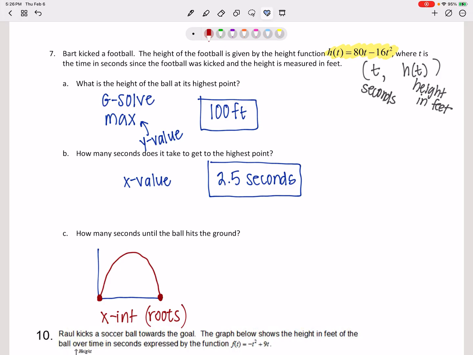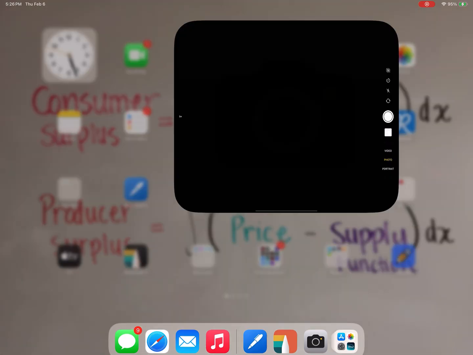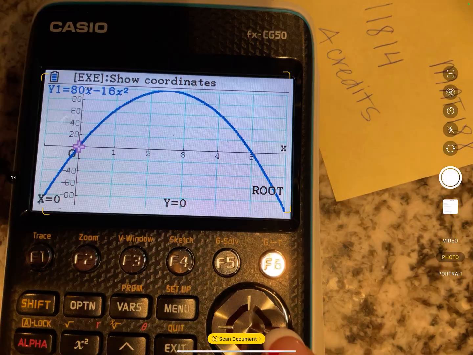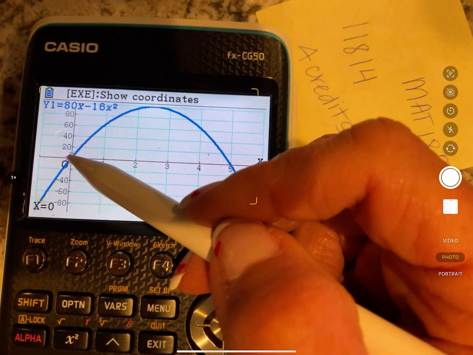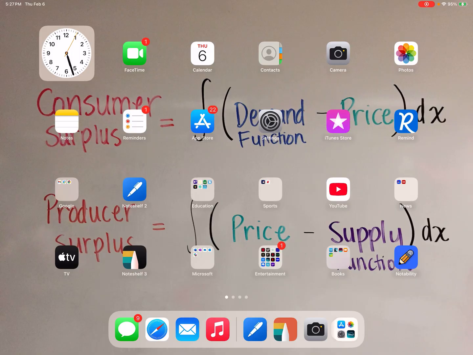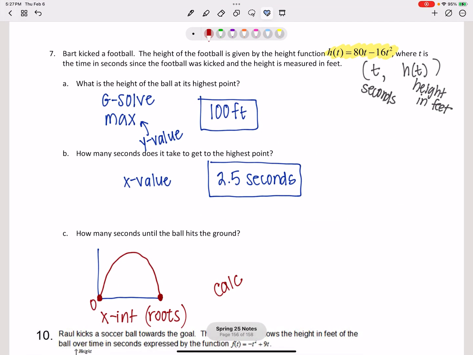And you're going to go into the calculate menu. Let's show you what you're going to do. You're going to go to G-solve, root. The one on the left is x equals 0, and the one on the right is x equals 5. So you're going to calculate this. This is 0 and this is 5. You're going to calculate by subtracting 5 minus 0, which would be 5.